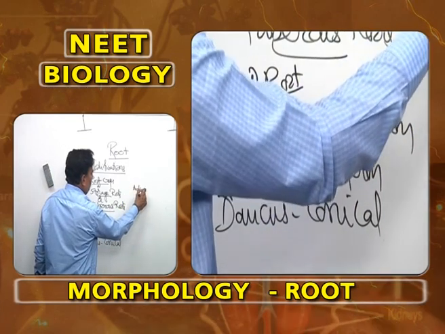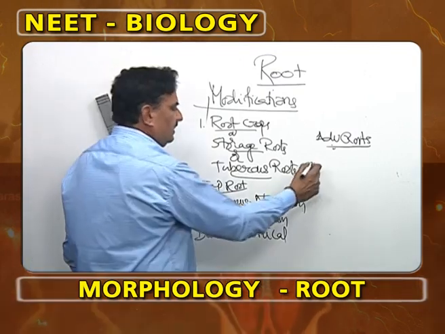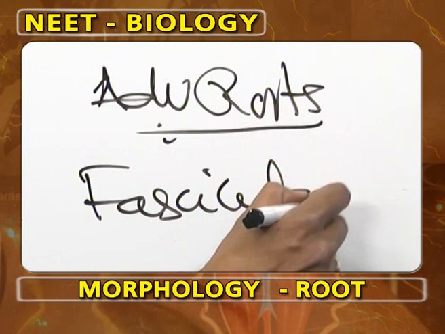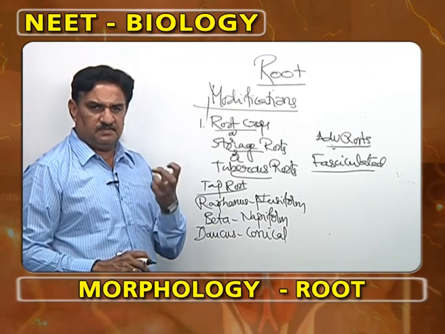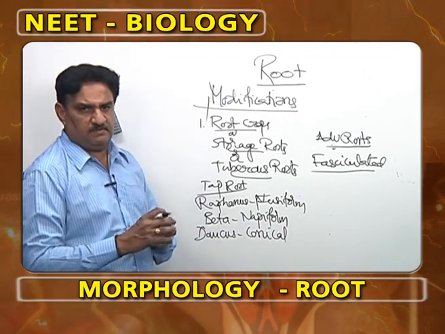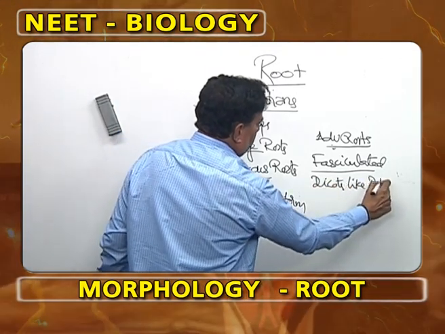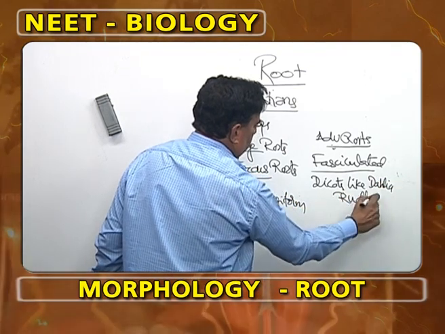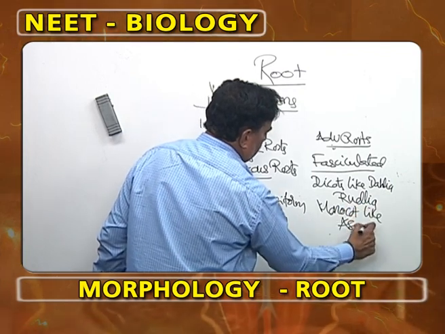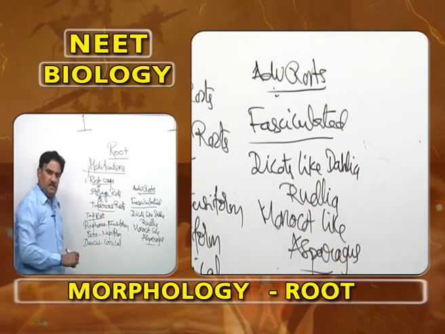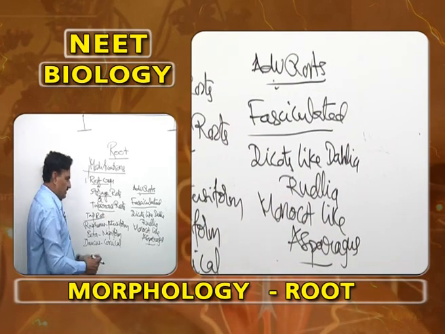There are adventitious root modifications also, which are formed by the storage of food material. They are fasciculated. Fasciculated root means a bunch of tuberous roots. That means a bunch of adventitious roots, a bunch of fibrous roots, they store food material and become tuberous. Dicots like Dahlia, Ruellia, monocot like asparagus show fasciculated roots.